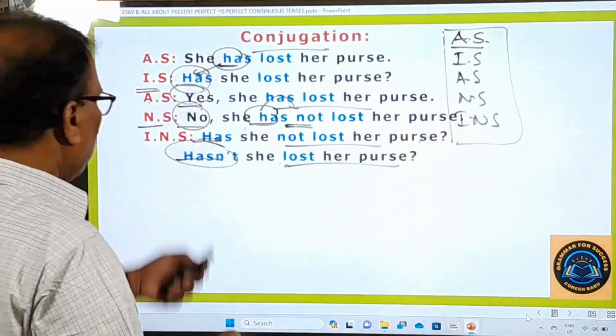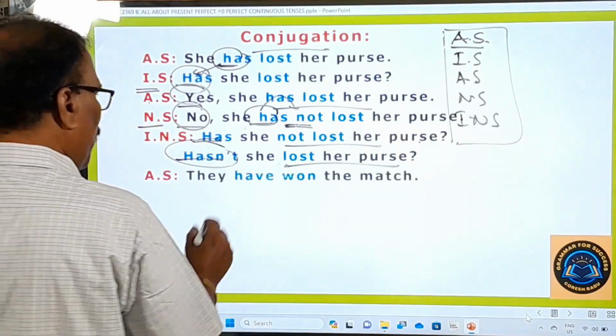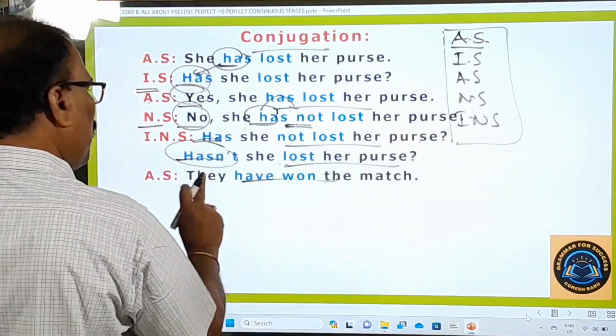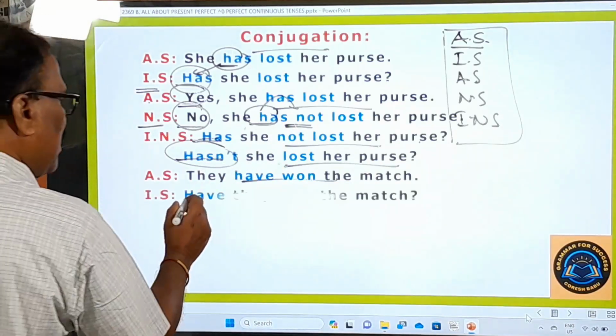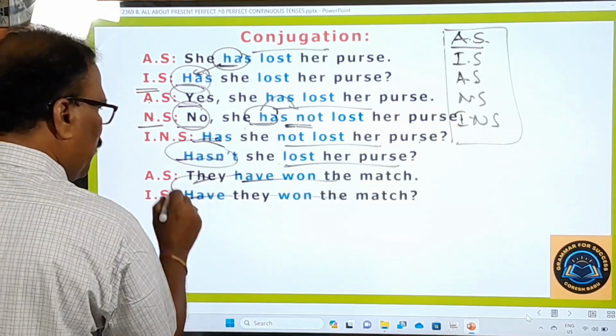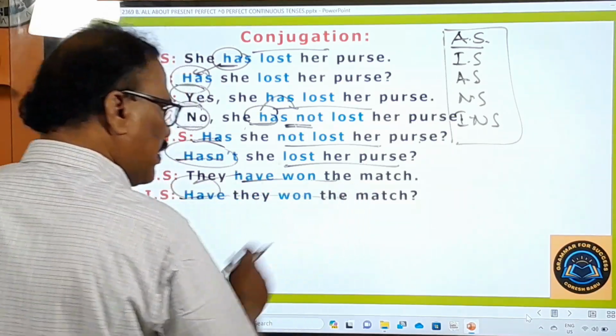Right. And now let us take up one more example. They have won that match. That's the Telugu meaning. And interrogative sentence, have they won the match? Okay, bring it to the front position. Have they won the match?